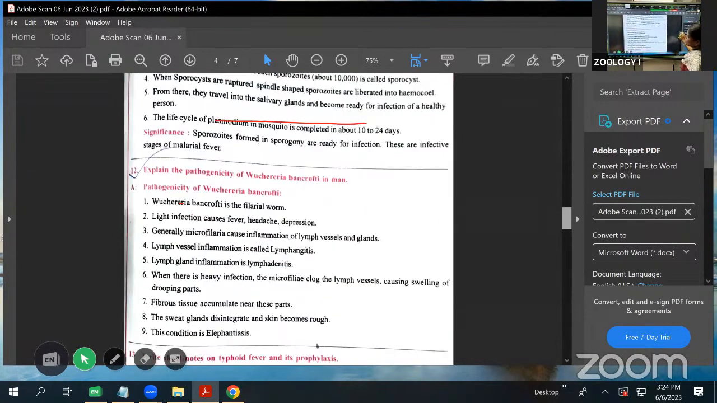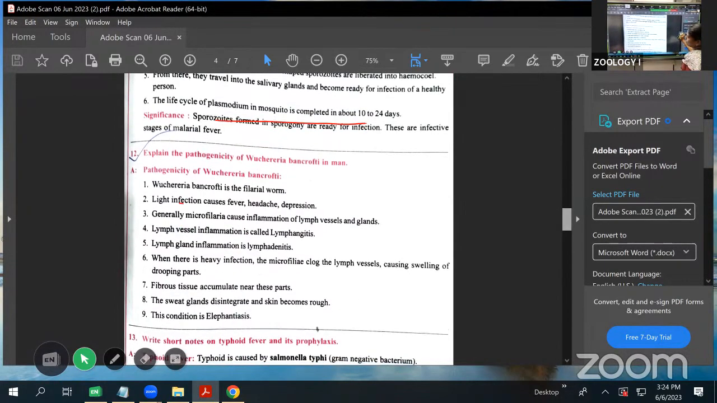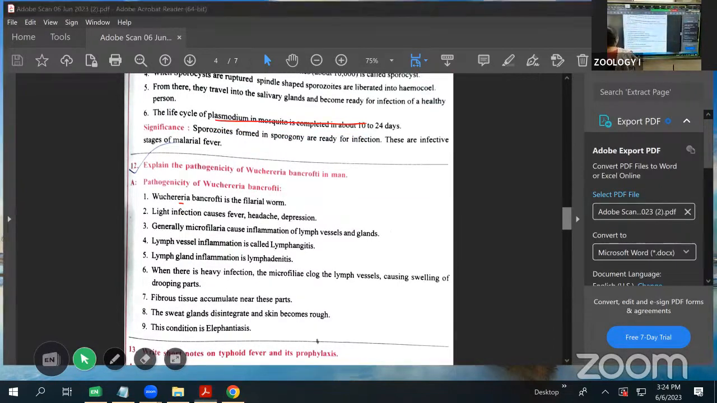Next, pathogenicity of Wuchereria bancrofti. This is also important. Wuchereria bancrofti also belongs to the Nematohelminthes, class Nematoda. It is commonly called a filarial worm. They cause the disease filariasis.